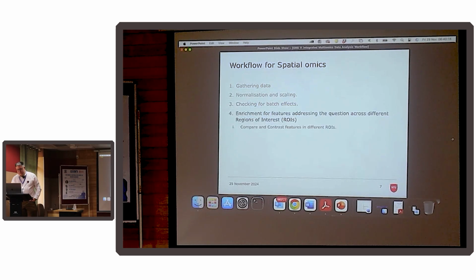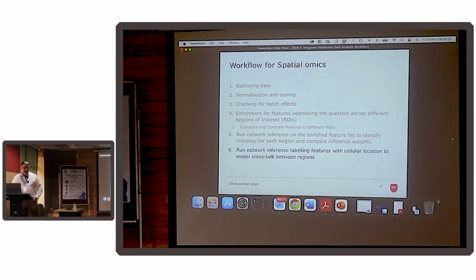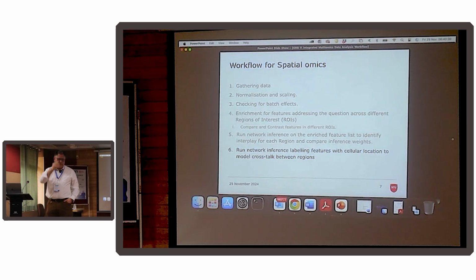But we can do the same sort of thing. But here we're looking at regions of interest. And then basically we label the gene name with region of interest. So can we look at the crosstalk between a set of tumor cells or between a tumour region and a stroma region. Much in the same way as single cell data, by labelling with region of interest, we can start to explore the interaction between these things.